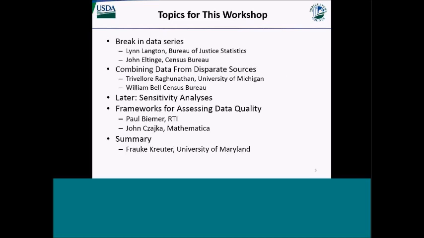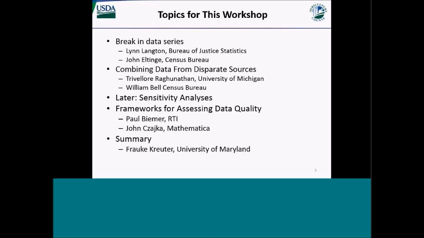For this workshop, we're going to look at output data quality. First, the break-in data theory. Lynn Langton, at the Bureau of Justice Statistics, will be talking about some of their experiences at BLS, and it's more a change of design than using different data sources, but the issues are the same. And John Elting had some experience with that when he was at BLS, and he is now at Census, and will be talking about some of his experiences, especially as it relates to Lynn.